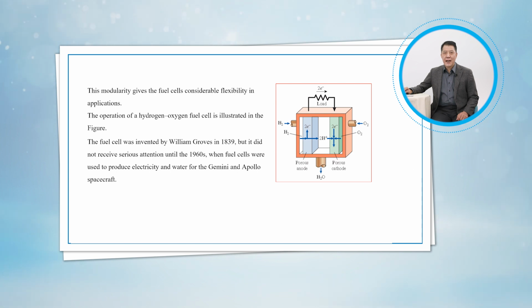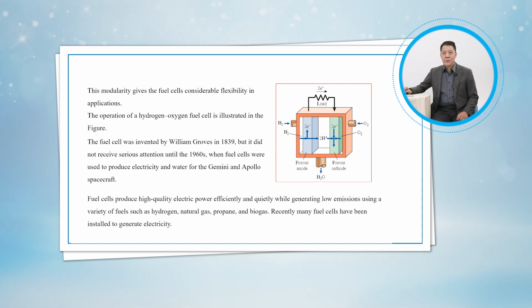their high cost. Fuel cells produce high-quality electric power efficiently and quietly while generating low emissions using a variety of fuels such as hydrogen, natural gas, propane, and biogas. Recently, many fuel cells have been installed to generate electricity.